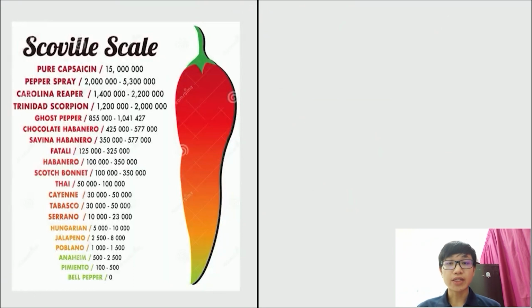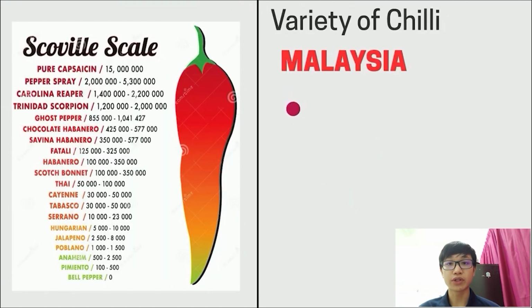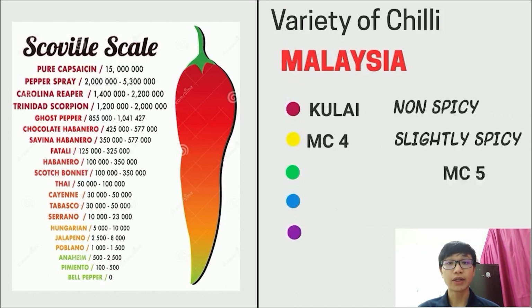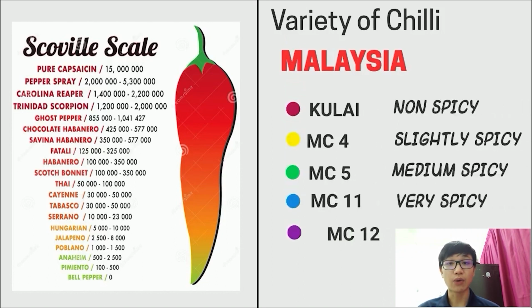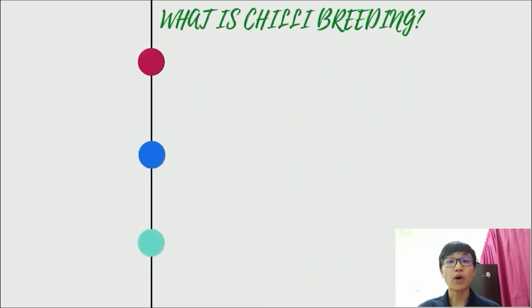Okay, the spiciness of chili is actually determined by the amount of capsaicin organic compound in the chili, and the more capsaicin content, the spicier the chili will be. Eventually, the spiciness of the chili is measured by SHU, which is also known as the Scoville scale. And in Malaysia, there are a few varieties, which are Kulai, MC4, MC5, 11, and 12, which have different levels of spiciness. Okay, what is plant breeding?